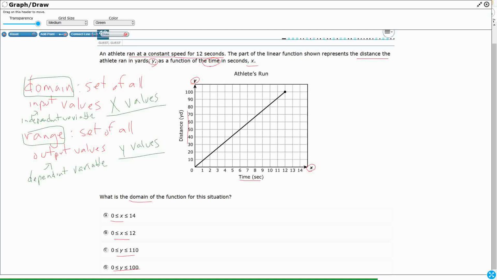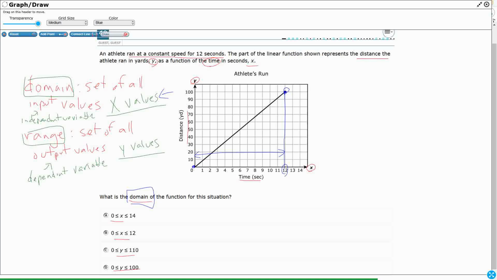So let's look at our graph. We are looking at the domain, which means I want the set of x values. So what do we see here? Moving from left to right, you see that it starts at 0, and it goes to, looks like it goes to 12 right here. And you notice we have a closed dot there. That means we are going to be including 12 rather than excluding. If we had an open dot, we would exclude 12.